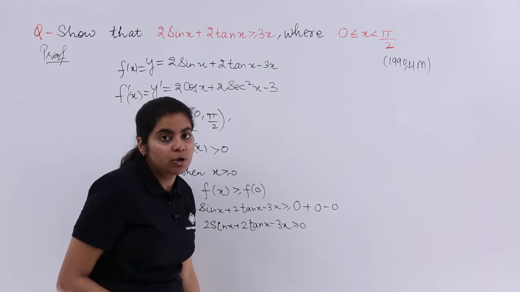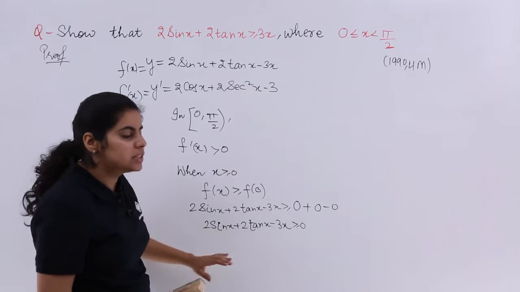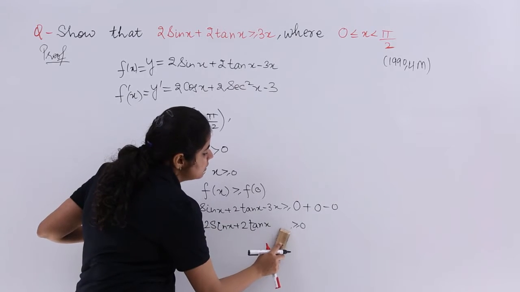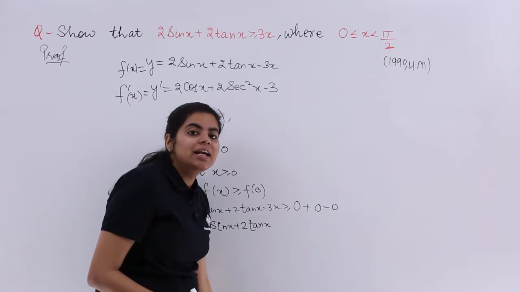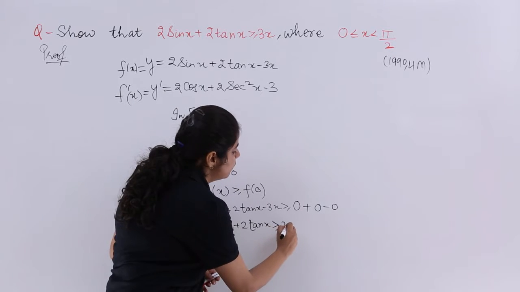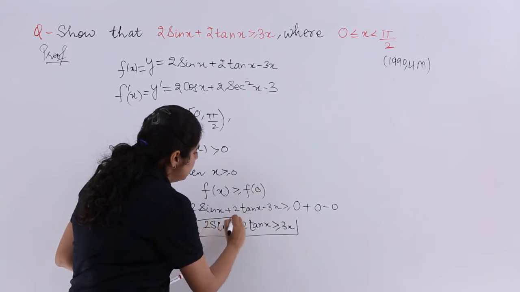Or in short, what you can do in the last step: all these are positive, keep them on one side, and minus 3x goes to the other side, and it becomes greater than or equal to 3x. And that is what we needed to prove.